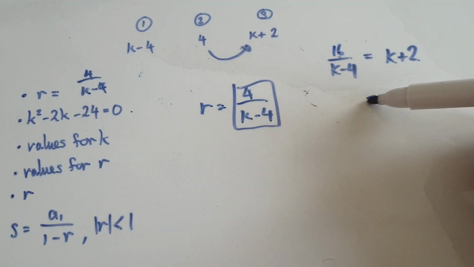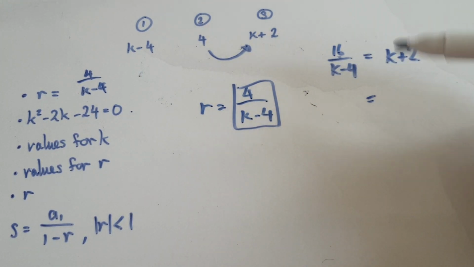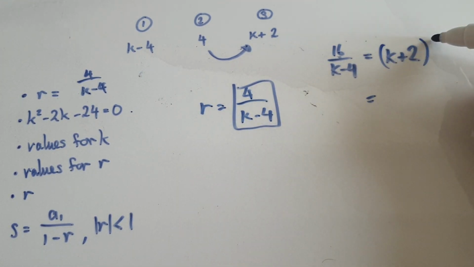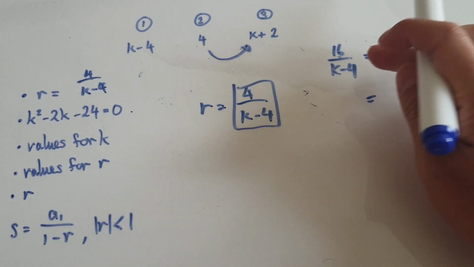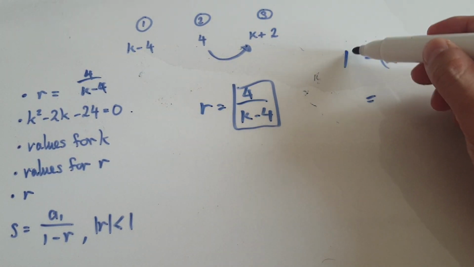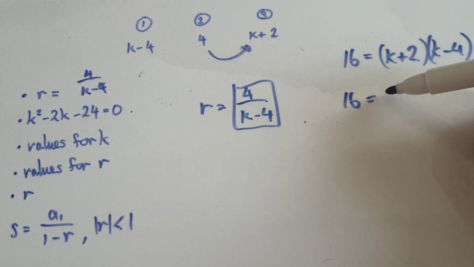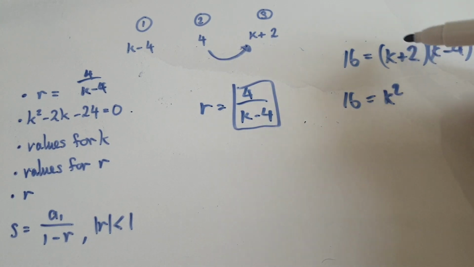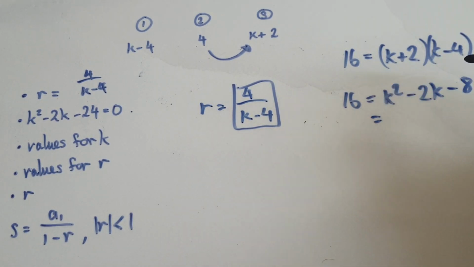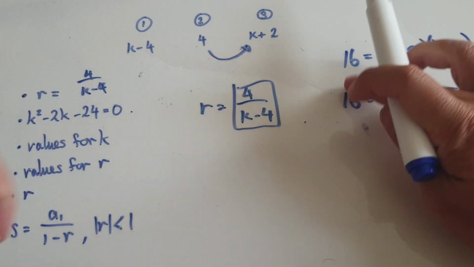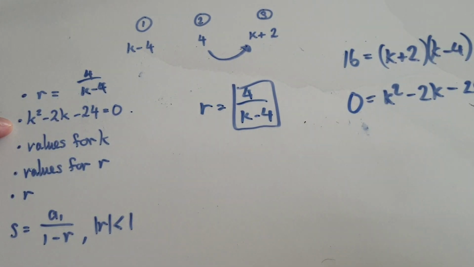And then tidy this up, times both sides by k minus 4. So that would then be k plus 2 times k minus 4, and that would be 16 here. And then now clean this up, multiply this out. This will be k squared. I'm going to do it in one go in my head. You're going to get minus 4k and another 2k, so that will be negative 2k, negative 8. Now take away 16 from both sides, that would be negative 24. This side would be 0. So that's the second part done.